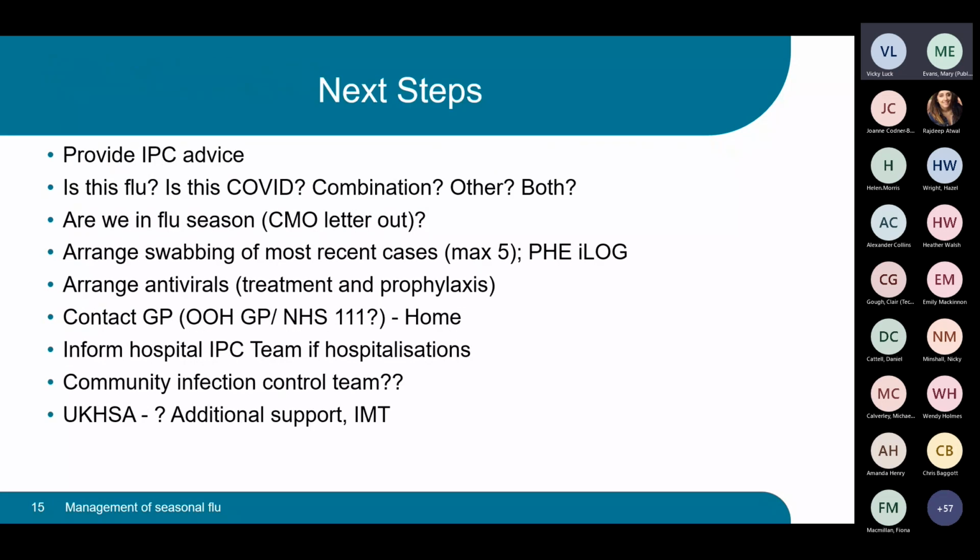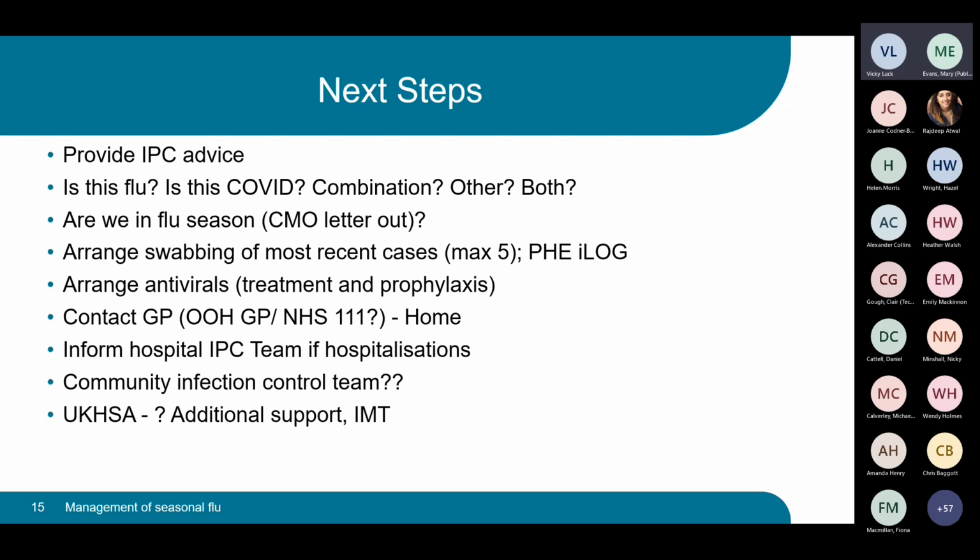So the absolute basics that we need to provide is that infection prevention and control advice, really, really important. That is how we're going to stop spread through this home. We can do all the swabbing and give all the antivirals that we like, but the principal intervention is going to be that infection control advice. Obviously, determine is it flu? Is it COVID? Is it a combination? Is it something else? Or is it co-circulation, COVID and any other of the respiratory viruses as well?